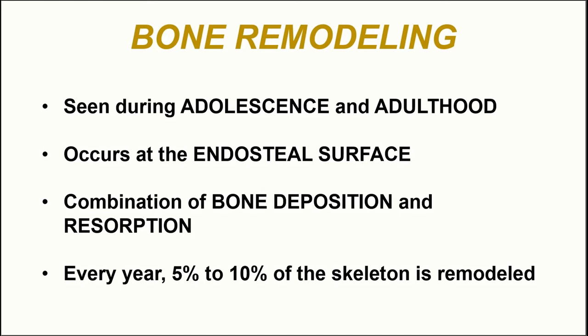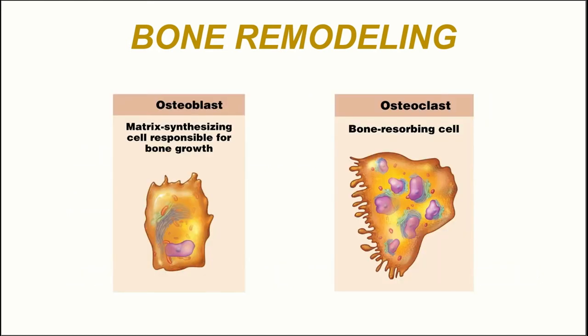Bone remodeling actually happens at a pretty impressive rate. So every year about 5 to 10% of our skeleton is remodeled, which means roughly every 10 to 20 years you get a completely new skeleton. So that's pretty impressive, because we kind of superficially think of bone as a really not very highly active tissue. But we do see that remodeling does occur at a very impressive rate.